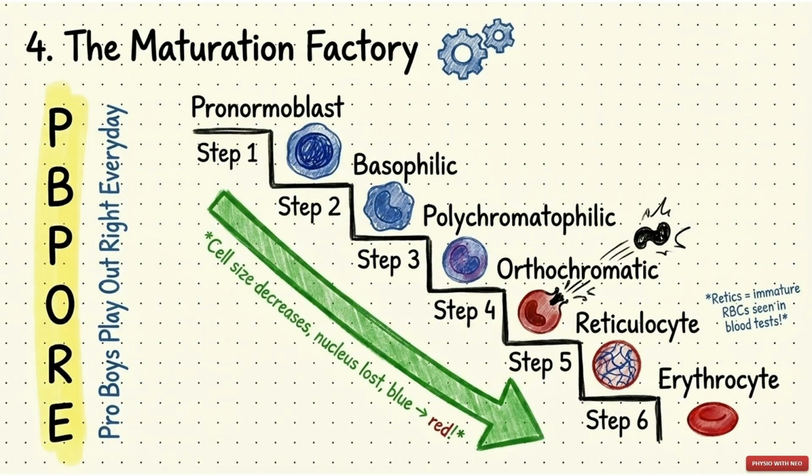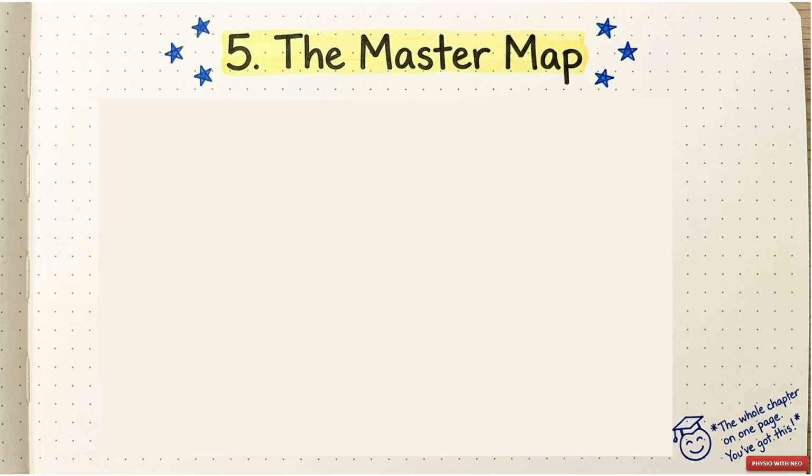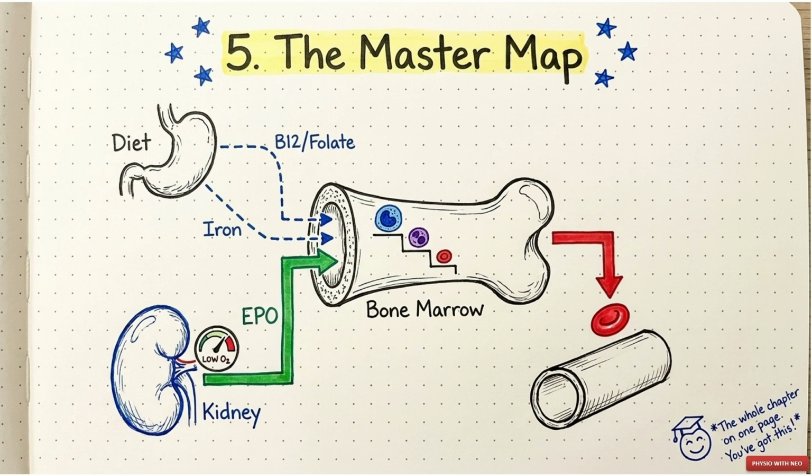Next come the maturation factory. See the stages of erythropoiesis, pro-normoblasts to erythrocytes. And lastly, the most important, the master map, the role of iron, vitamin B12 and erythropoietin in the formation of erythrocytes in bone marrow, which ultimately lead to the matured RBCs. So let's start.